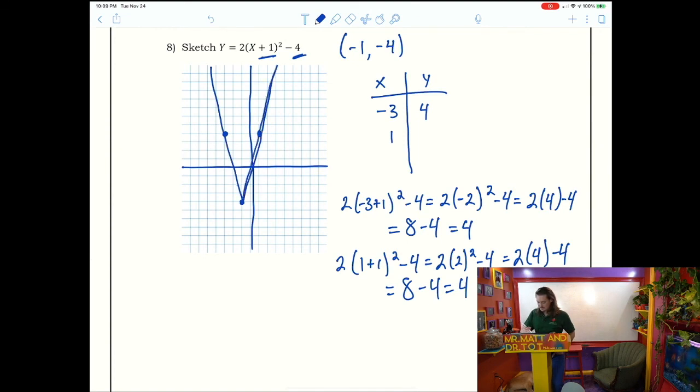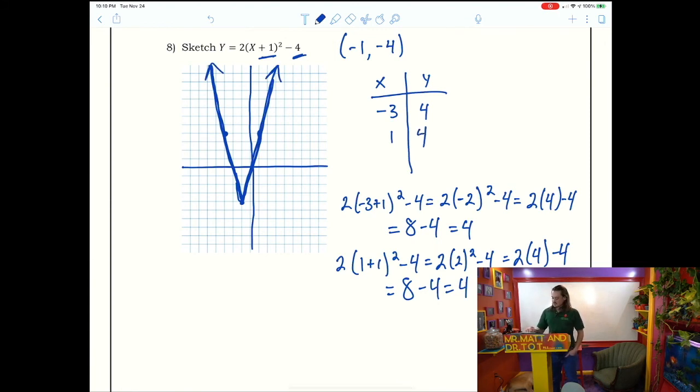I apologize, I'm not an artist at all. It's terrible. There we go. Something like that. As long as you have the 3 points, you're all good.